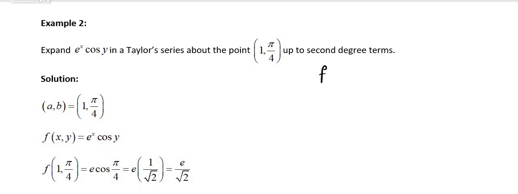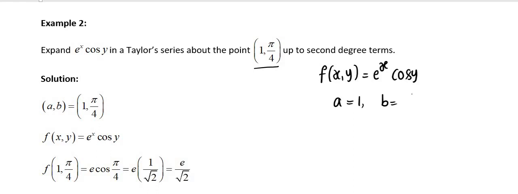Here f of x comma y is equal to e power x into cos y, and also the given point is 1, pi by 4. From this, a is 1, b is pi by 4. Here you can observe they mention up to second degree terms. Whenever they mention like this, then we are going to get a Taylor's polynomial. So we can start solving the question.